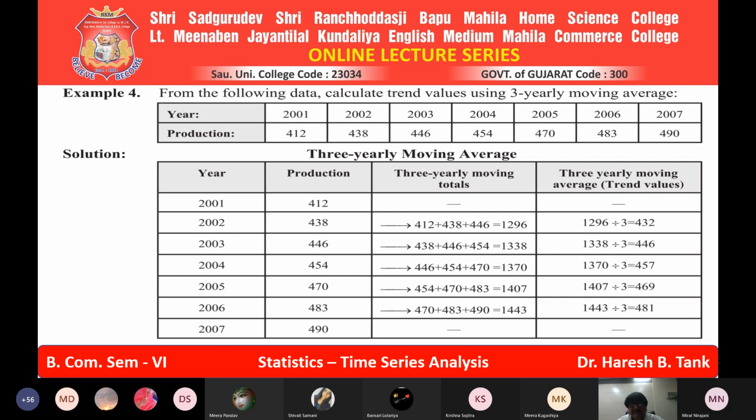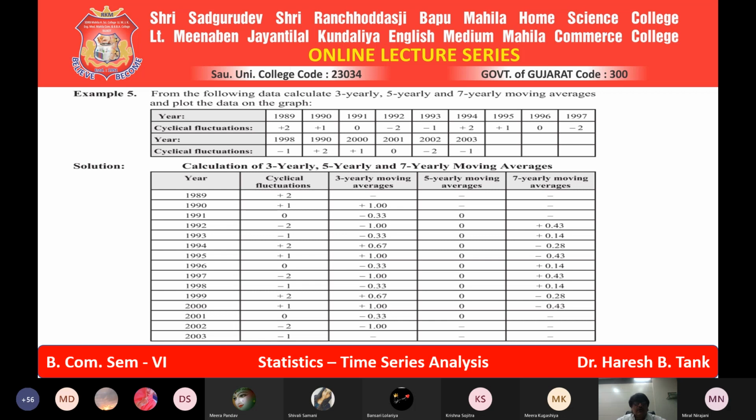Let us see the next example. From the following data, calculate 3 yearly, 5 yearly, and 7 yearly moving averages and plot the data on the graph. Years and cyclical fluctuations are given to you. Would you be able to do it? What are the differences? Try it. Up to 3 yearly moving average, I don't think there would be any issue for you.